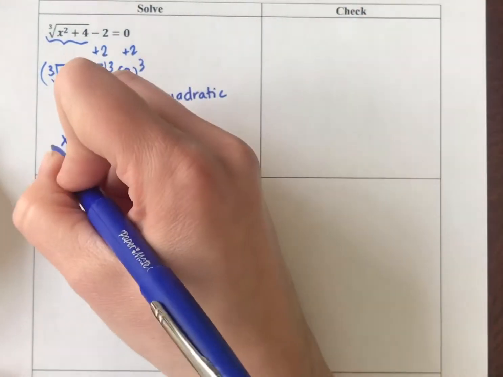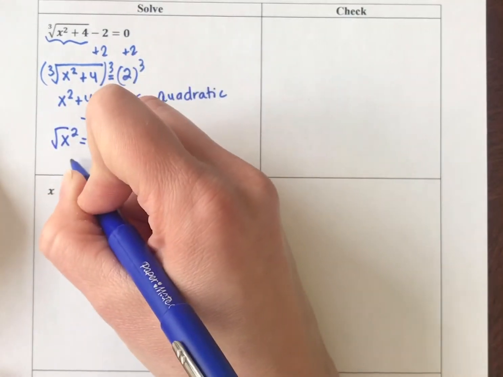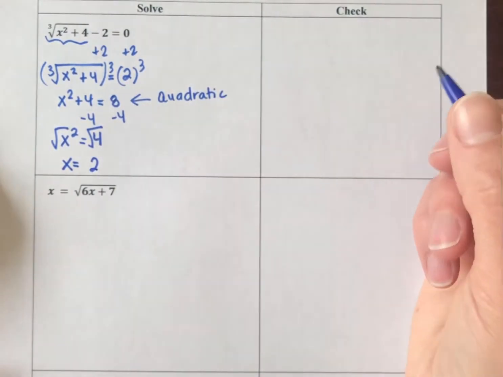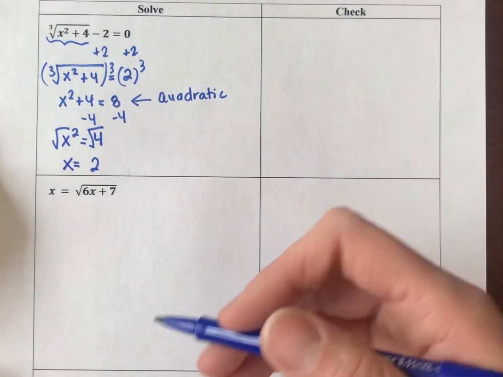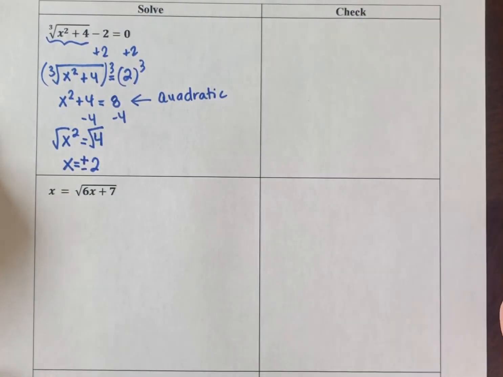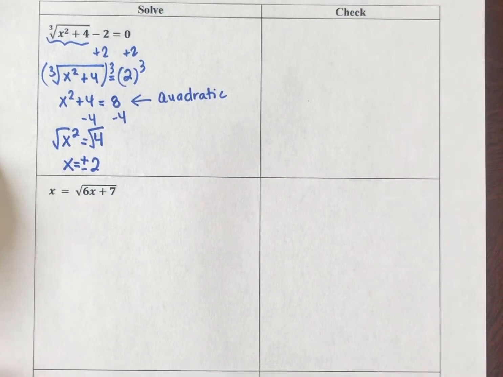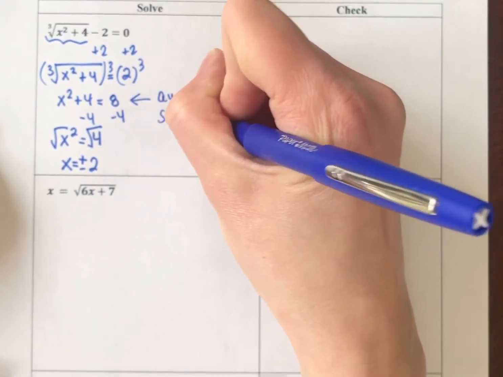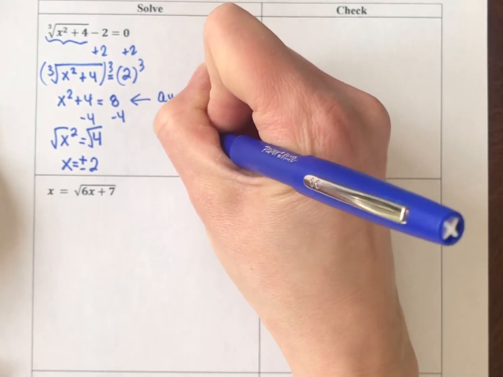To undo x to the second, I can take the square root of each side and get x equals, well, the square root of 4 is 2. But don't forget, when we solve and you take an even root of each side, don't forget you have to include those positive and negative solutions. So in this problem specifically, we ended up with a quadratic that we could solve by taking square roots.